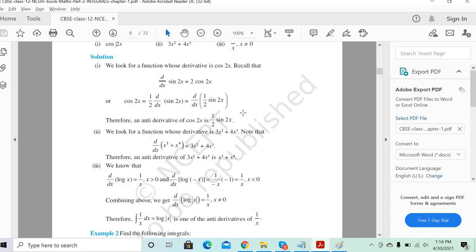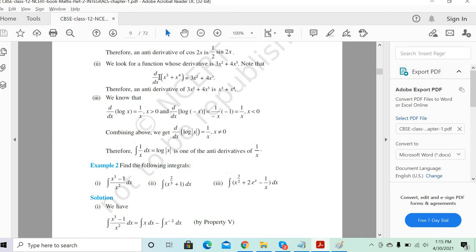It's log x, right? No, you have to do integration, right? Correct. The differentiation of log x is 1 by x, correct. Clear, Vijay? Understood? Yes, sir.